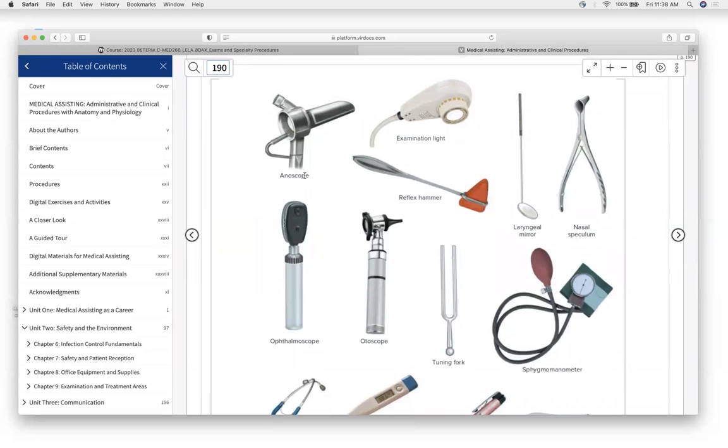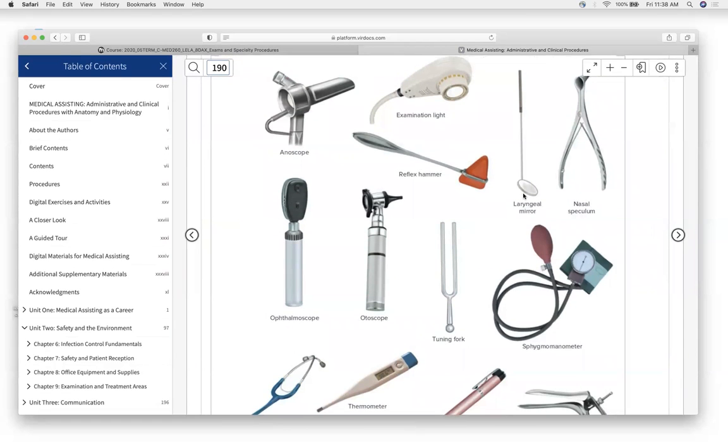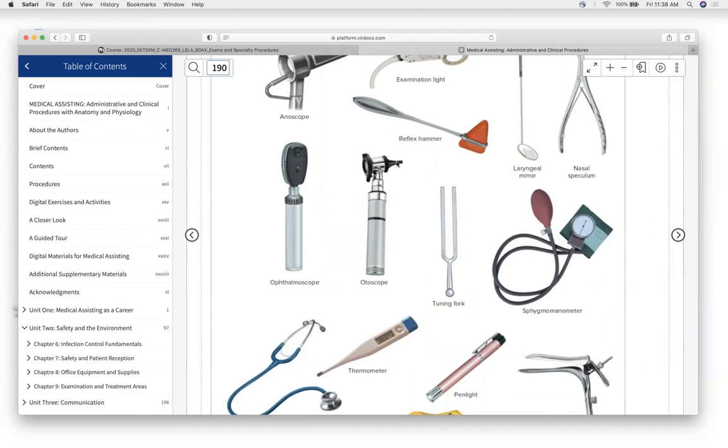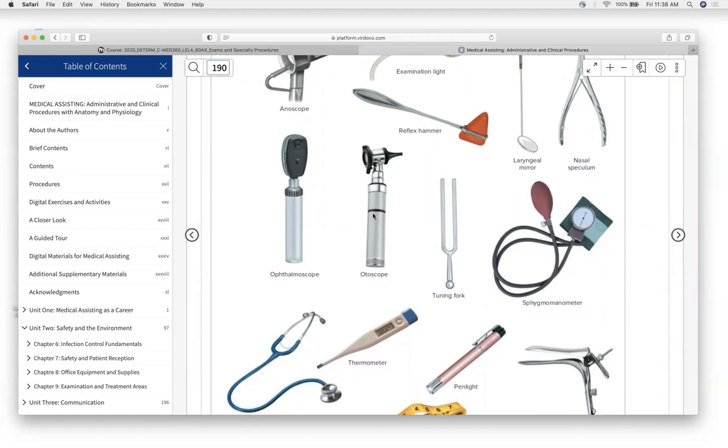And here are the instruments: anoscope for any rectal examinations, an examination light, I'll show you how to position those, reflex hammer, laryngeal mirror, nasal speculum. Now, the laryngeal mirror, nasal speculum and anoscope touch the inside of my patient. Therefore, those need to be sterilized. Everything else, like the otoscope tips, they're disposable, right? But some doctors put it in the disinfectant. But nowadays, with the enhanced COVID protocols, I think it's time to throw all of those out, right? And the otoscope handles and the ophthalmoscope handles.